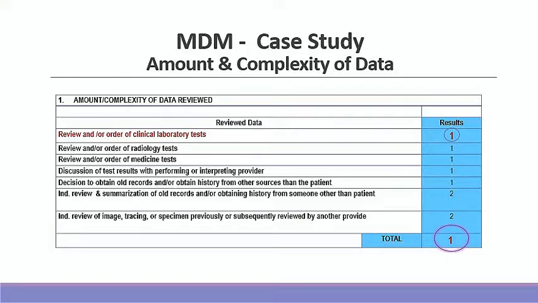In our case study, the provider documented the patient's A1C and the last fasting lipid profile. They also documented that they would be ordering a BMP to occur 3 months from the date of the encounter. This is work that is credited in the amount and complexity of the data to be reviewed. So in this table, the provider would receive credit for reviewing and/or ordering clinical lab tests, which is worth 1 point, and this is the only work that was documented in this element of medical decision making, so our total in this element is 1.